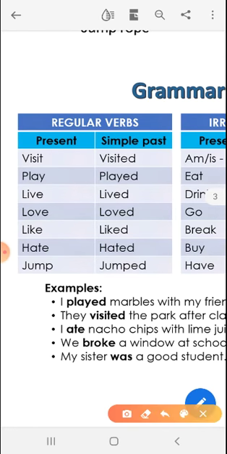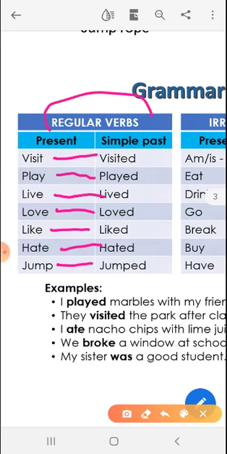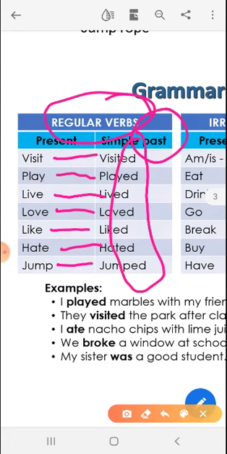Here we have some examples. Visit, visited. Play, played. Live, lived. Love, loved. Like, liked. Hate, hated. Jump, jumped, okay? These are regular verbs, verbos regulares. In the past, en el pasado, they all finish in ed. Todos terminan en ed. Yes? Those are the regular verbs.